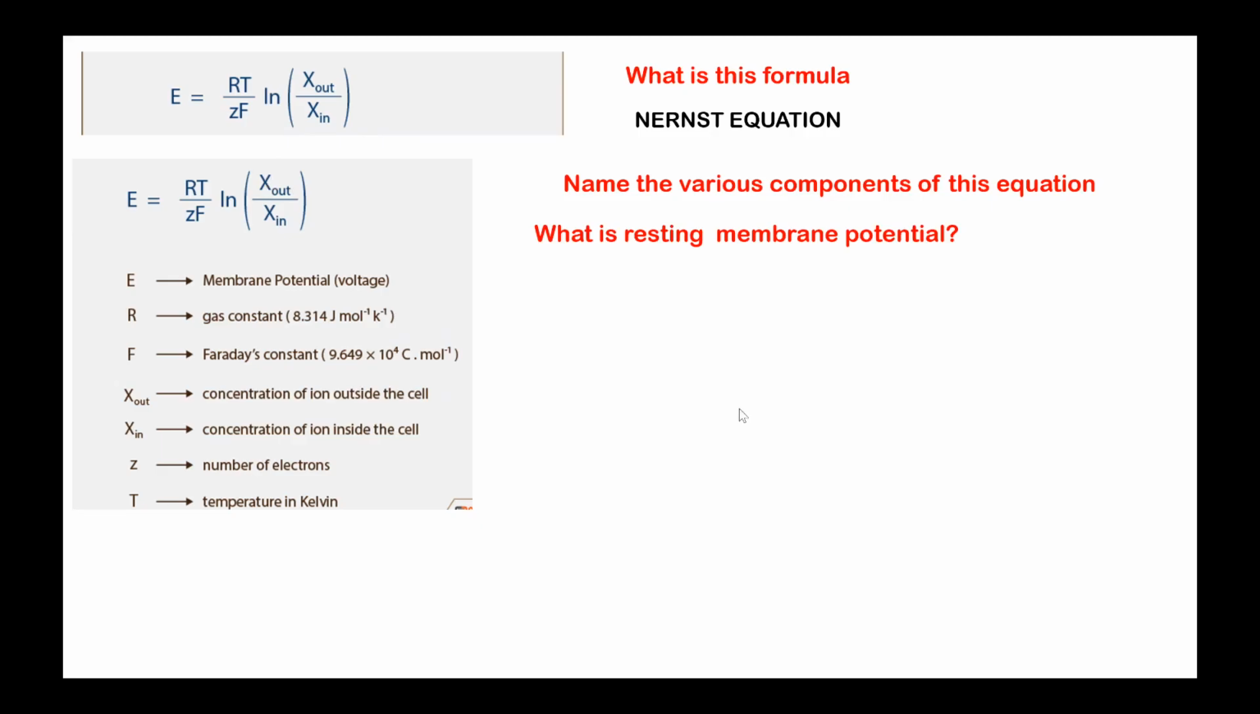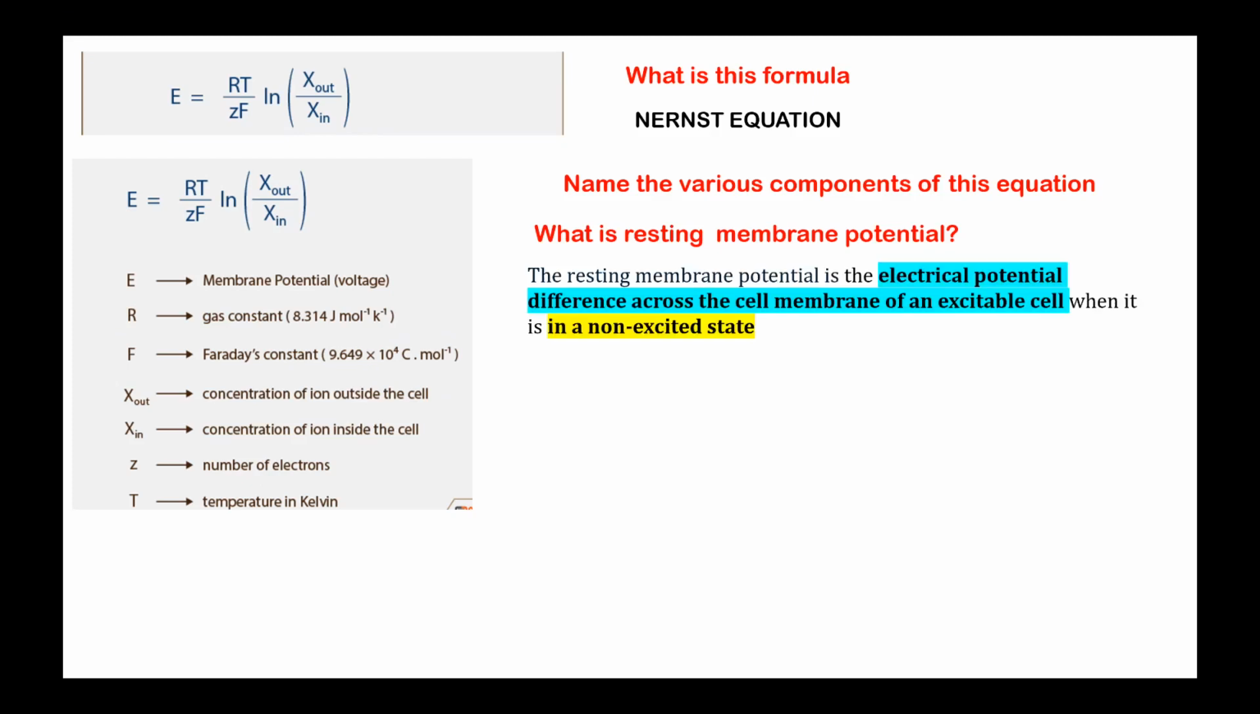What is an ion? Definition. A chemical possessing an electrical charge is an ion. Sodium and potassium have positive charges. Chloride and bicarbonate have negative charges. So they are called ions. Isn't it? Basic chemistry. So resting membrane potential is the equilibrium between the inside and outside.